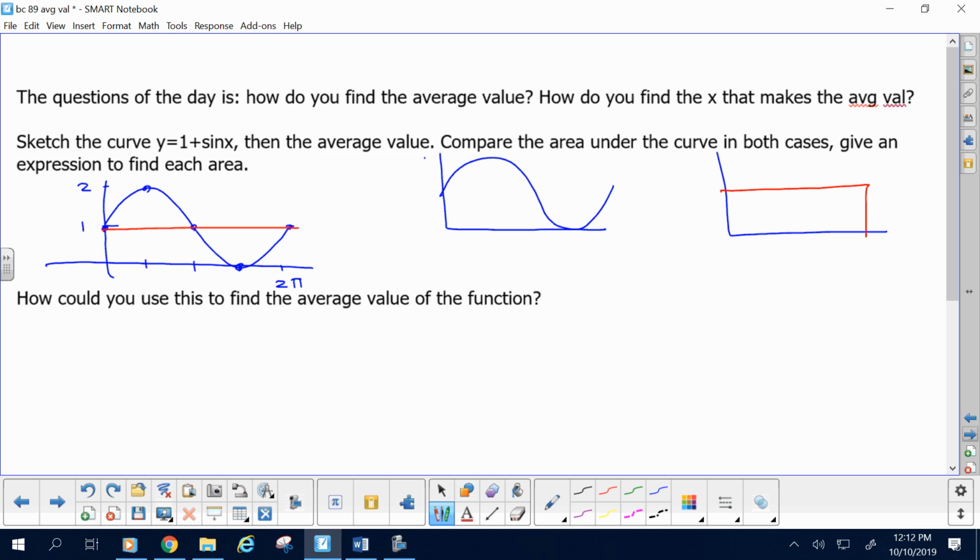Okay. At 1, 2. All right? Do you follow? Right. Okay, now let's talk area under the curve. How do the areas under those compare?